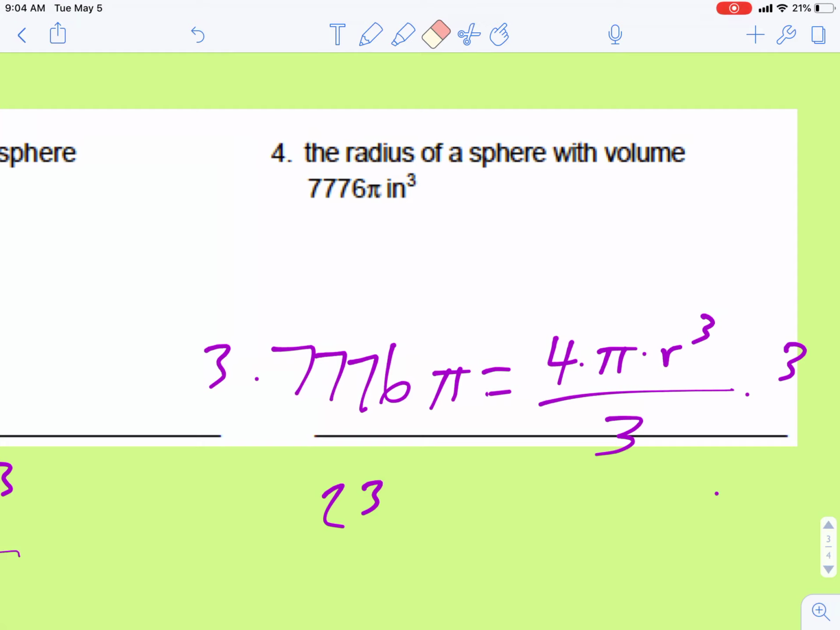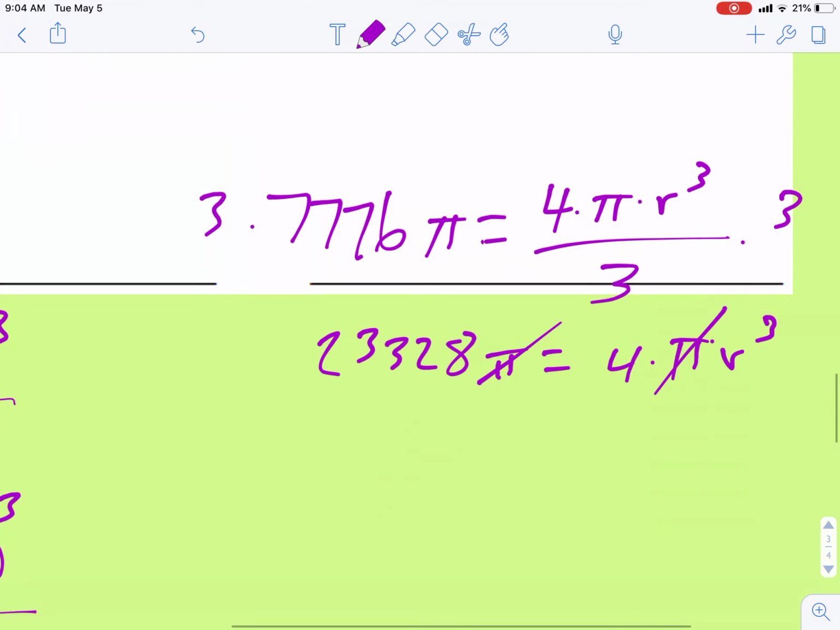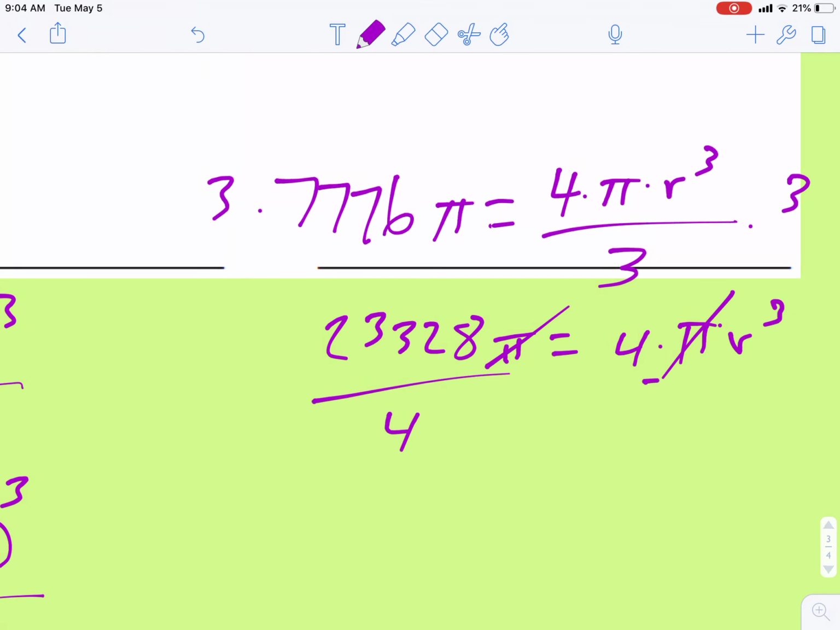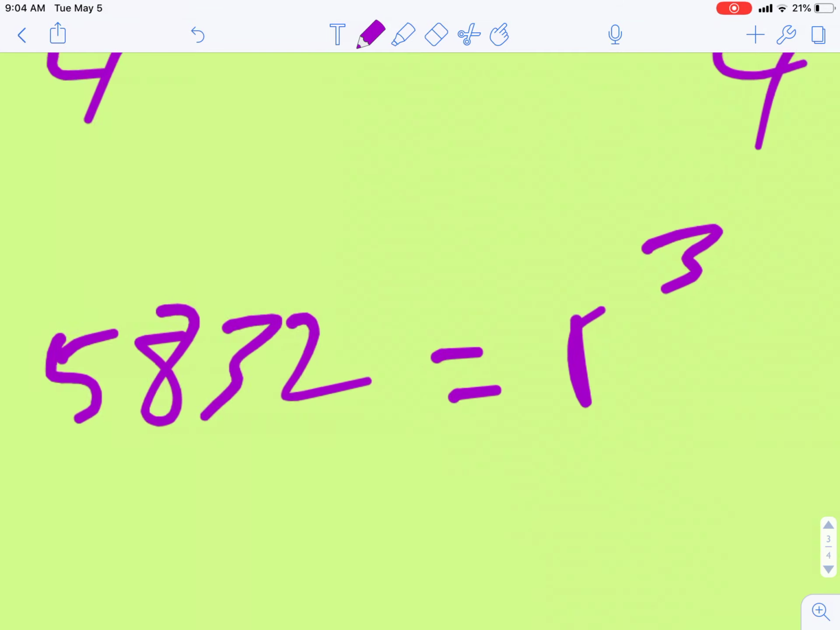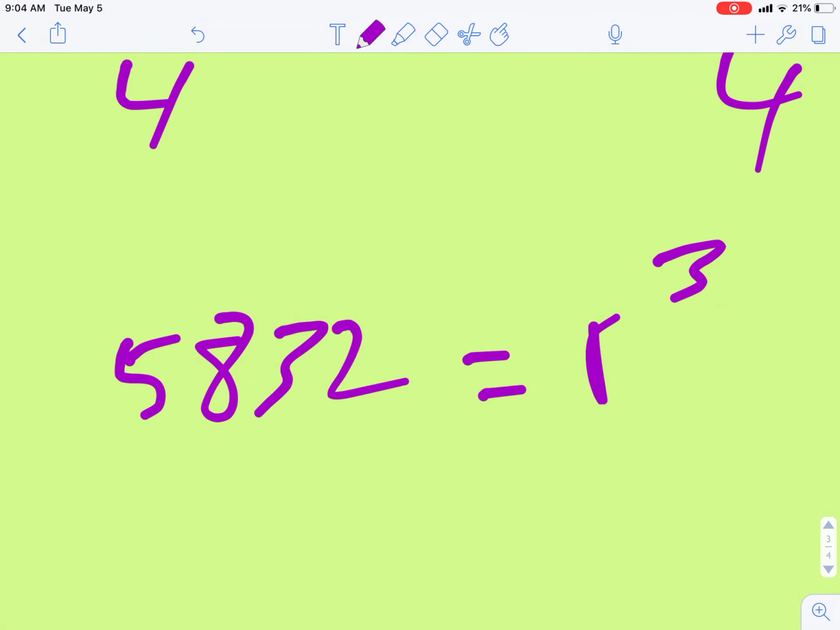All right, and that gives us 23,328 pi equal to 4 times pi times the radius cubed. Since there's a pi on both sides, we divide by the pi. That's gone. Divide both sides by 4. It's going to be r cubed. 23,328 divided by 4 is 5,832. Now, like when we did Pythagorean theorem, if that was squared, we would take the square root.